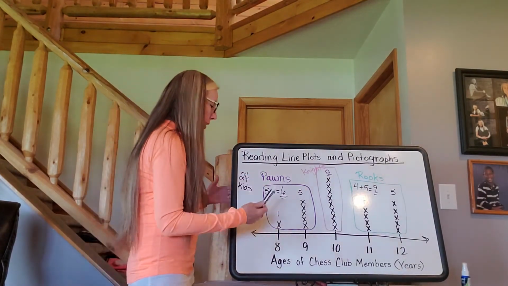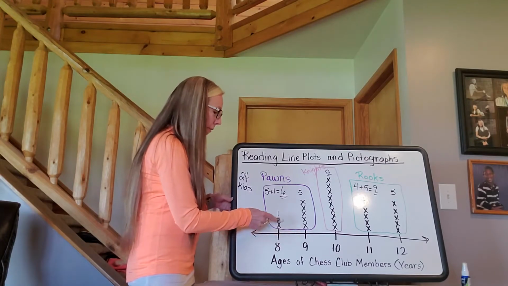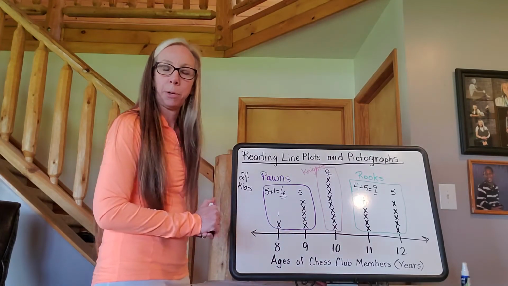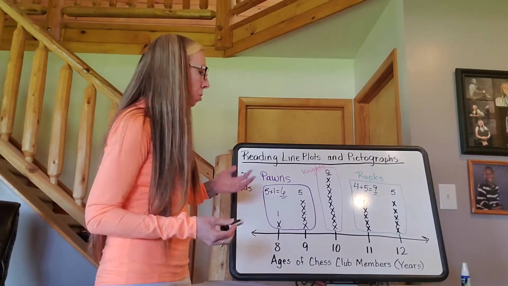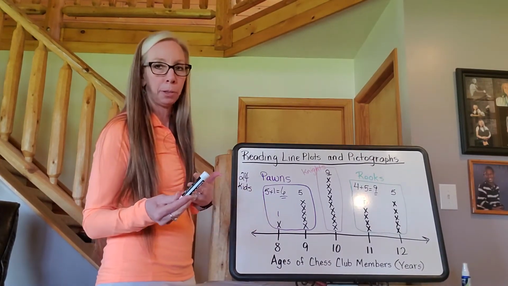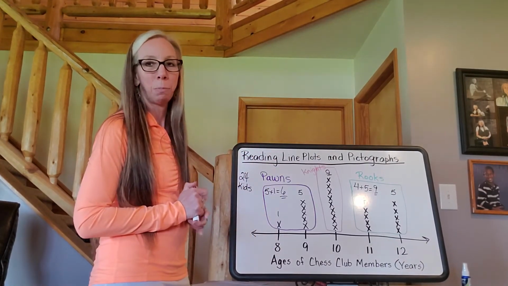But always know that typically, in this case especially, every X represents a person. And that's the most important part to know and to remember. So that way when they're talking about how many people are here or how many people are there, you know that those X's represent people.